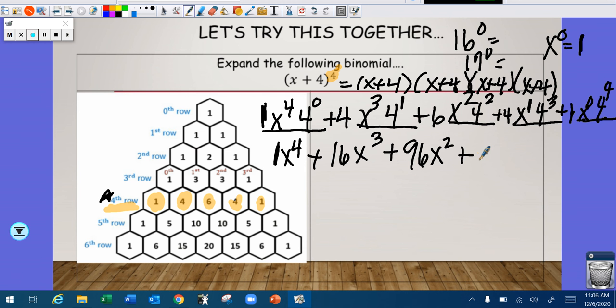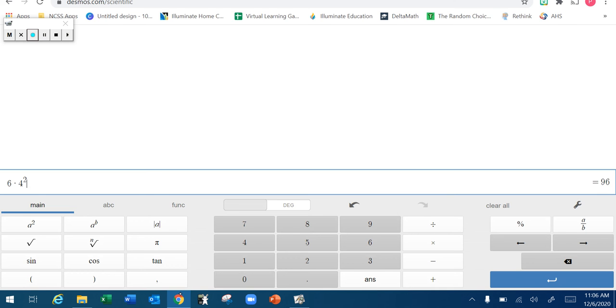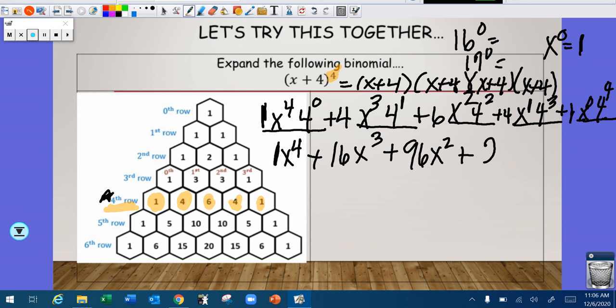plus 4 times 4 raised to the 3rd power is 256, and this is going to be x to the 1st power. And then you're going to do 1 times 4 to the 4th. And then remember, x to the 0 is just equal to 1.